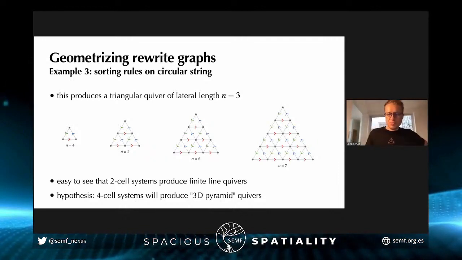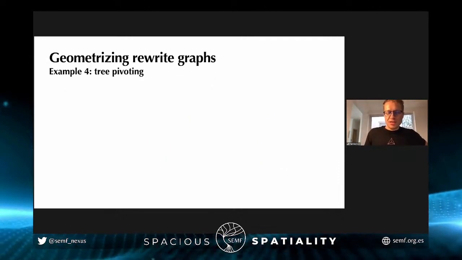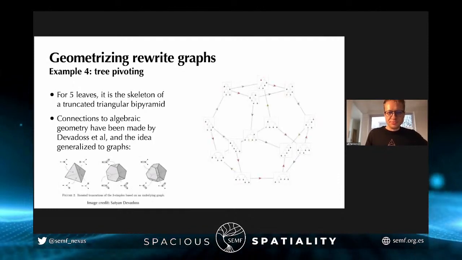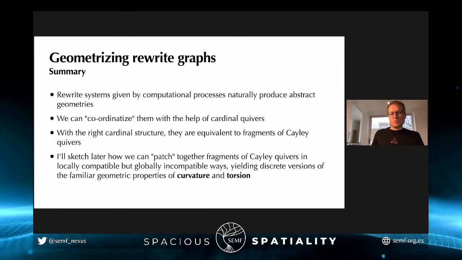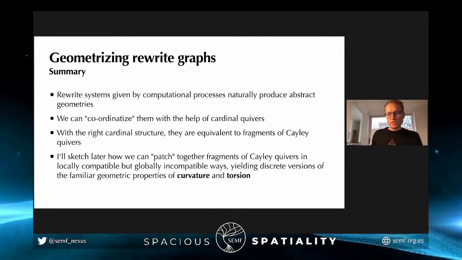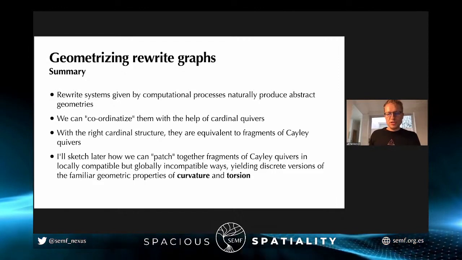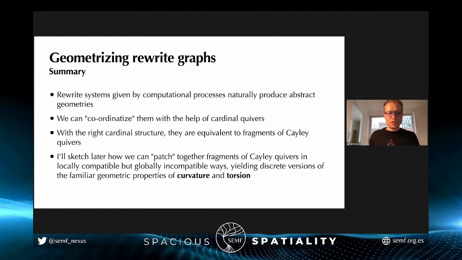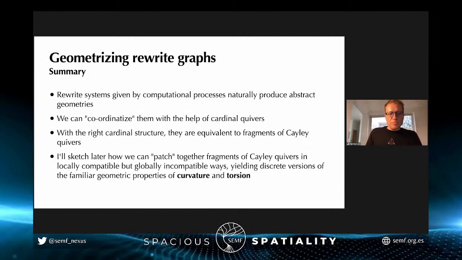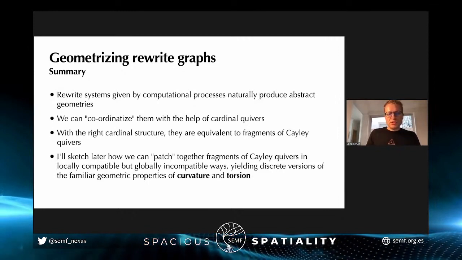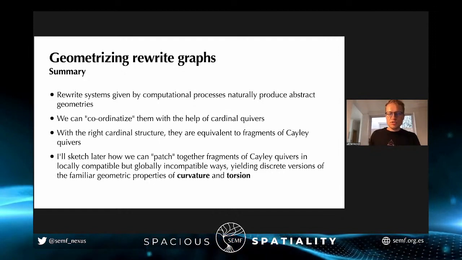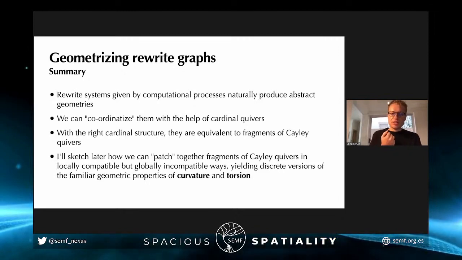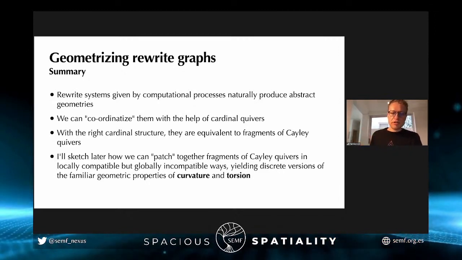Perfect, yeah. I think I'm going to skip the tree pivoting example here. Let me try to summarize what we saw. We did a non-trivial worked example, which is the geometry that's produced by circular string rewriting systems. And we saw that it gave us a somewhat exotic transitive quiver. But the bigger picture is that rewriting systems given by computational processes produce geometries of some kind. The causality produces a geometry. And we can coordinatize that causality by finding a cardinal structure on the underlying rewrite graph.